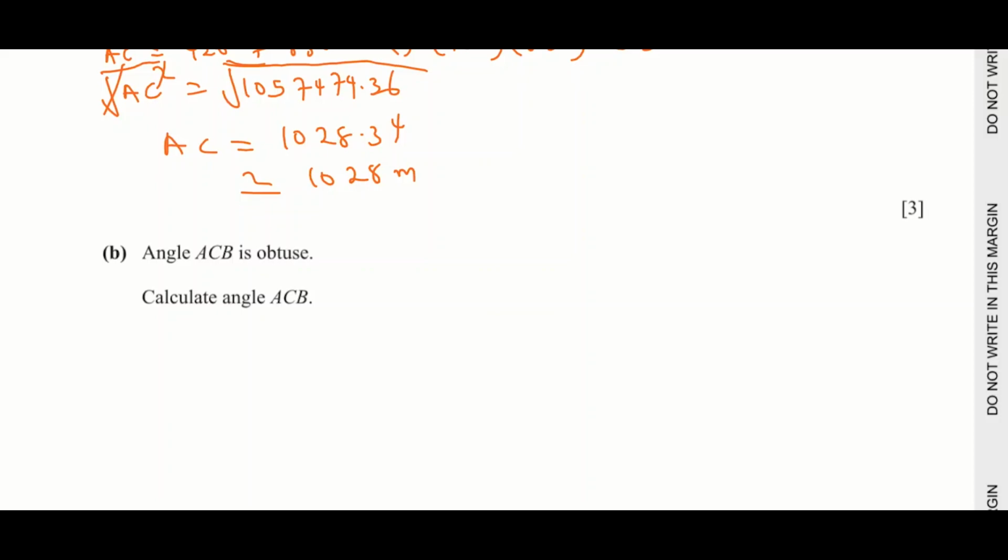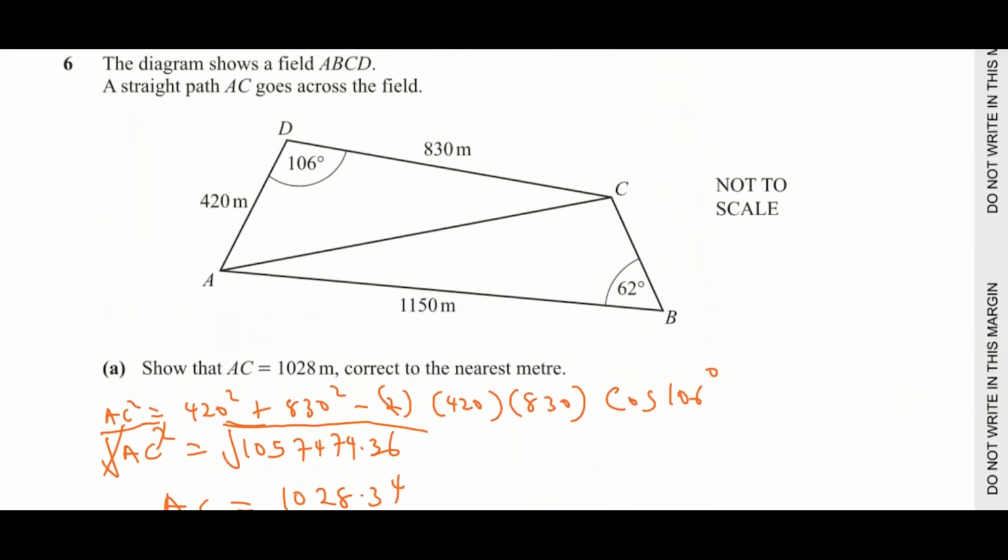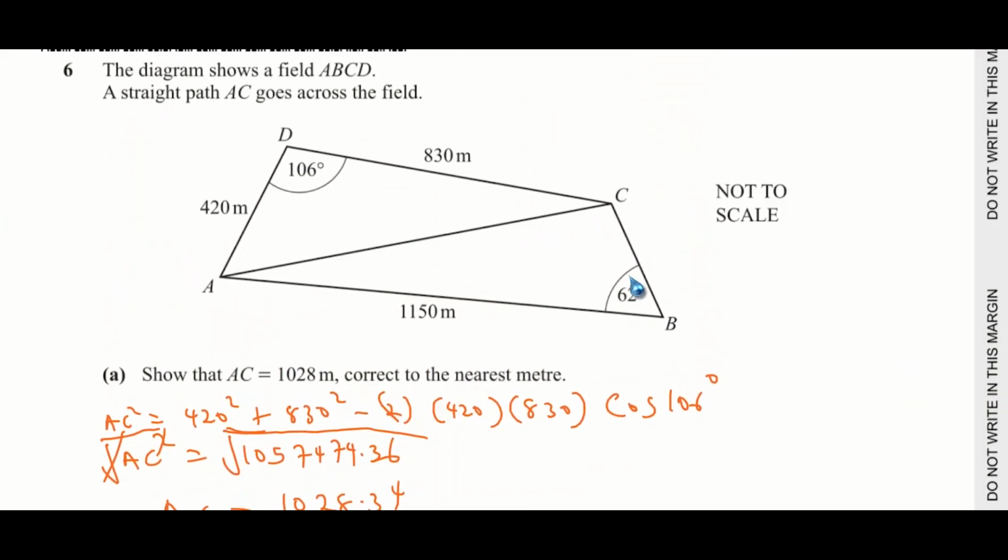Calculate angle ACB. So we want to find this angle and it is obtuse. What we can do here is use the sine rule, since we know this side, we know this angle, and we are finding this angle.